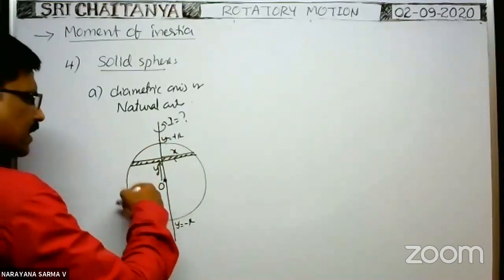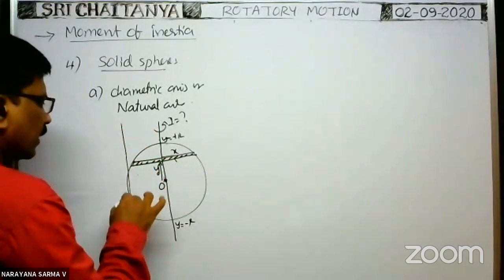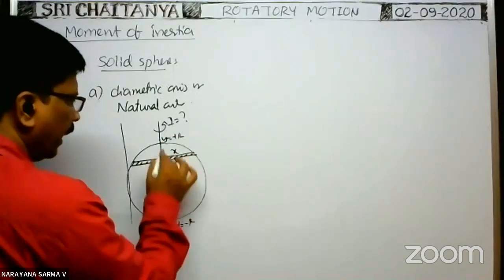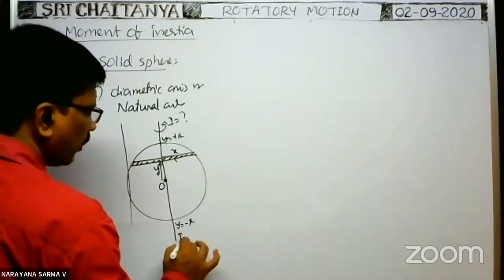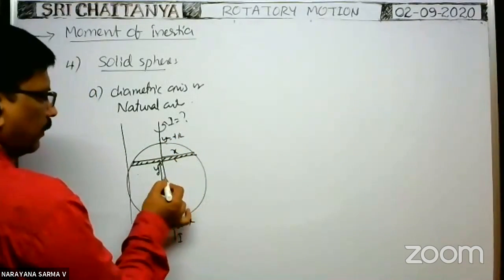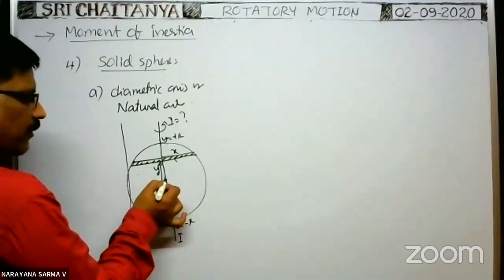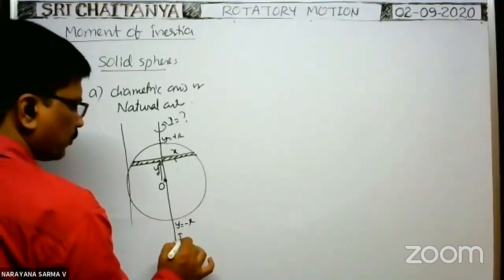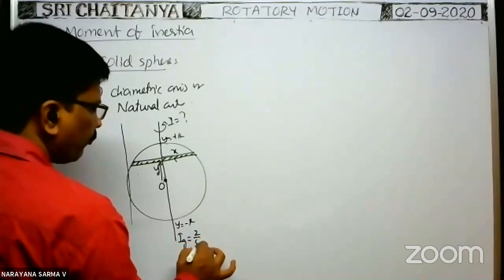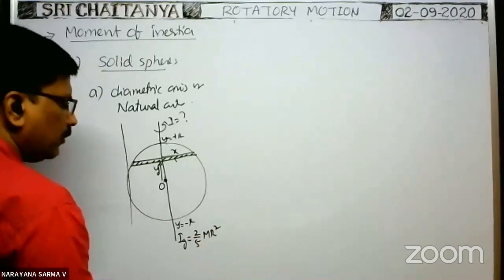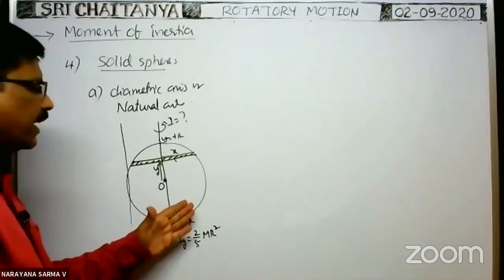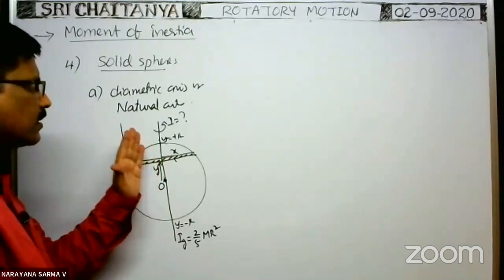Next, for the same solid sphere about this axis, what is the formula you will get? About this diametric axis or natural axis, the moment of inertia is equal to, because this is the axis passing through the center of gravity or center of the sphere, center of mass also, that's why it is Iz is equal to 2/5 mr square. What is the radius of gyration of the solid sphere about this natural axis or diametric axis, means?